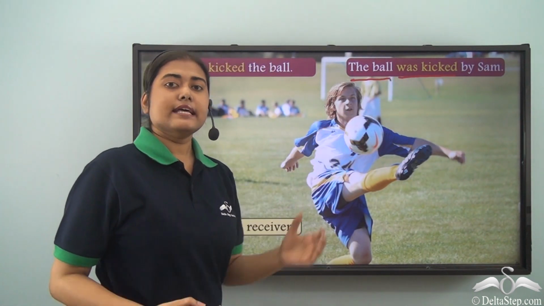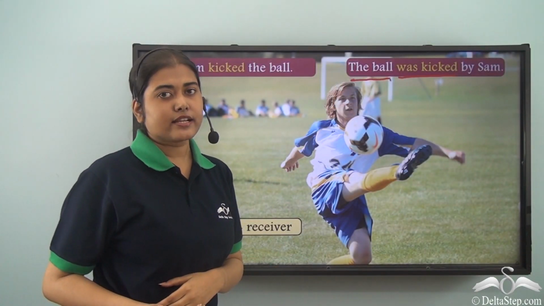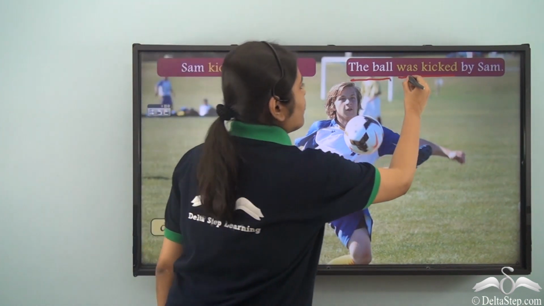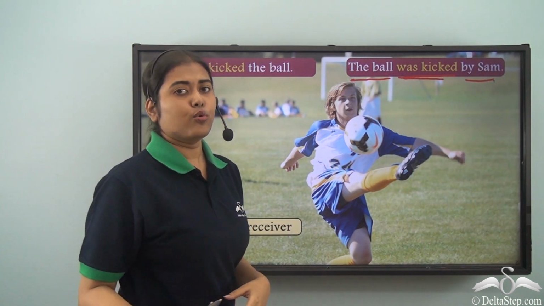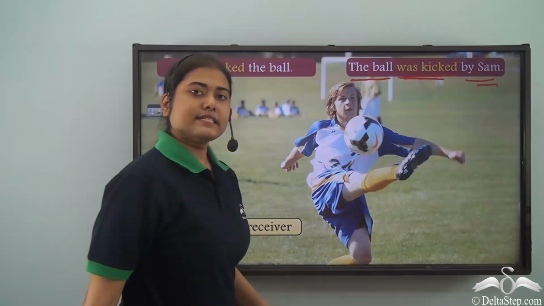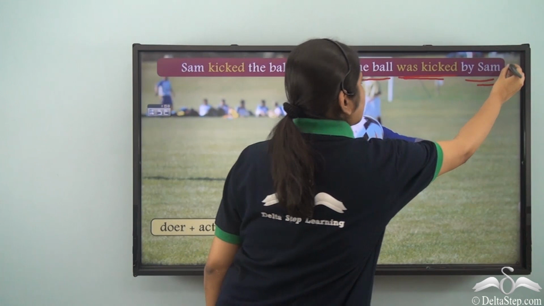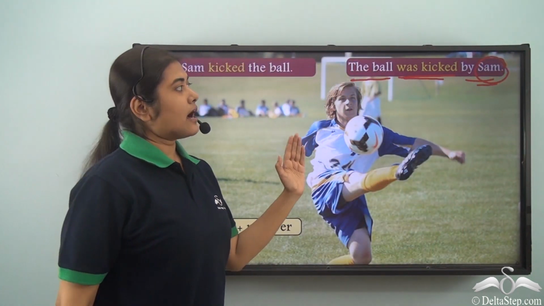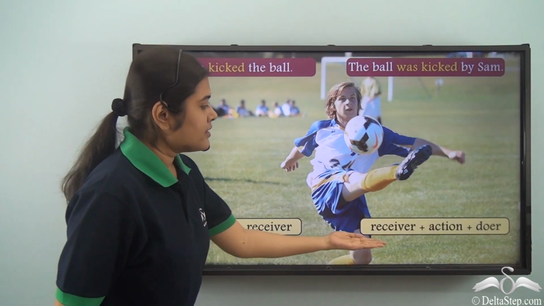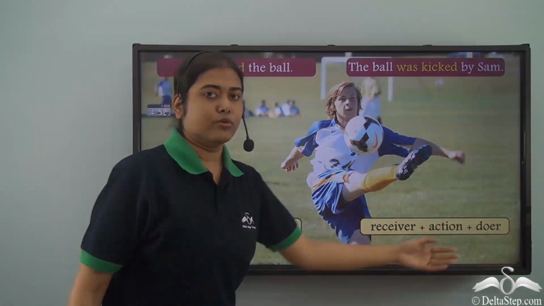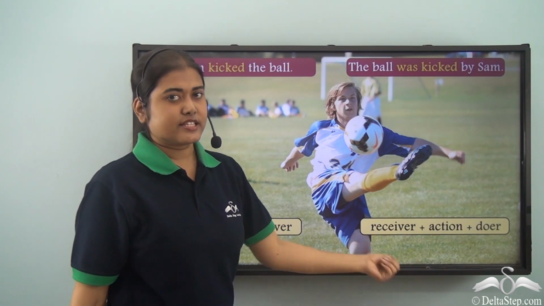So here the ball is the subject of the sentence. But is the ball the performer of this action kicked? No. Was kicked by Sam. So the ball was kicked by whom? So it is kicked by Sam. So actually the doer of this sentence is also Sam. But it comes after the verb. So in this sentence, our pattern is receiver plus action plus doer. So the subject in this sentence is not the doer but the receiver of the action.